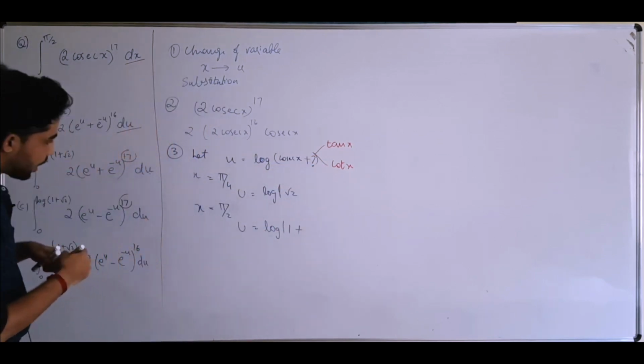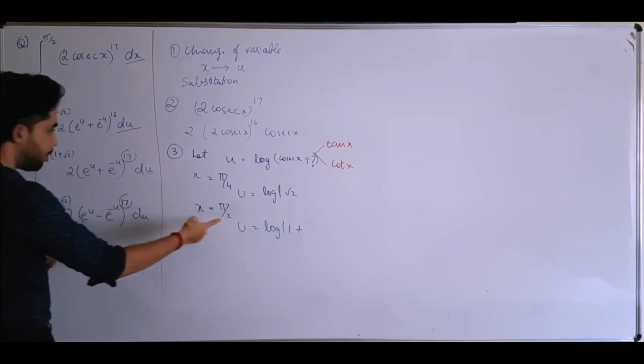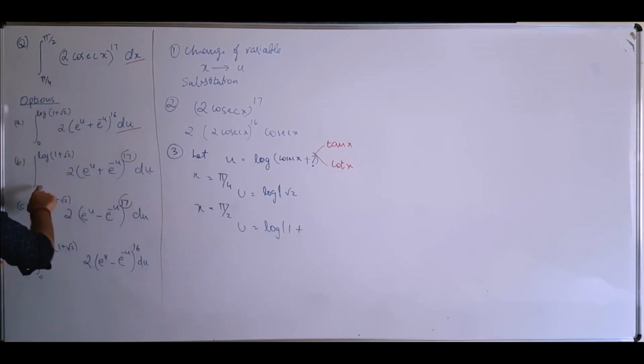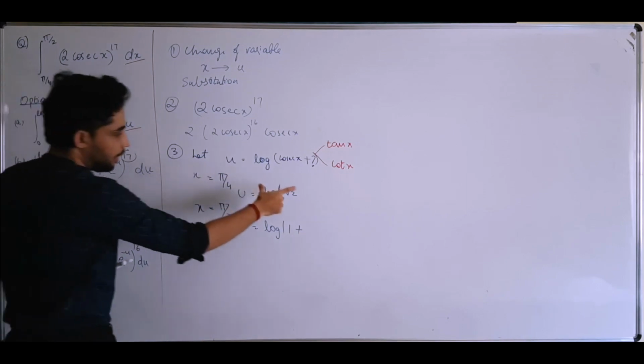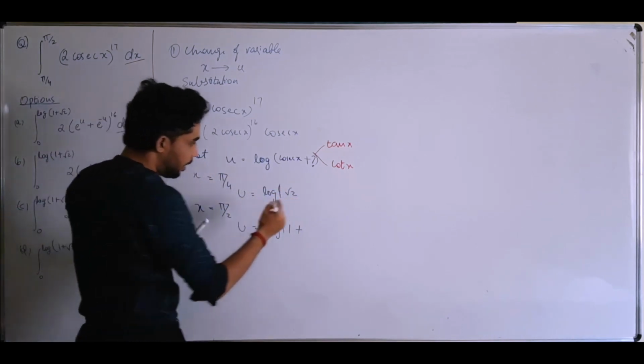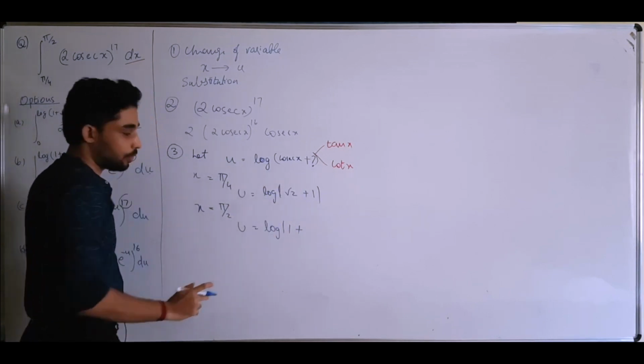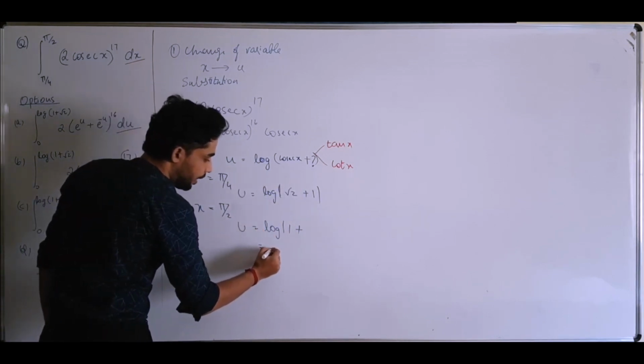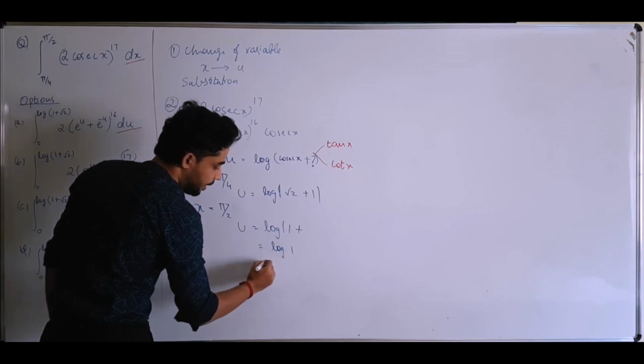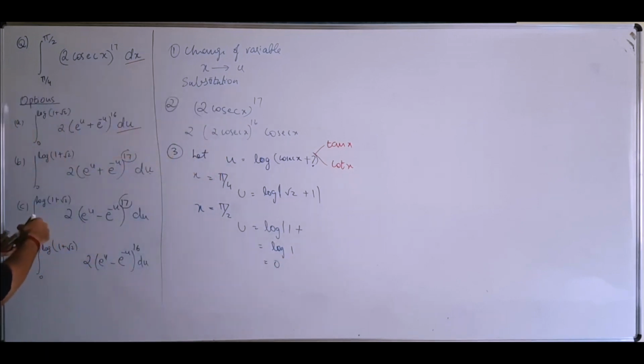But one thing we know is that if you put x is equal to pi by 2, maybe your limit should be 0. Why? Because here, suppose I assume I am getting log of root 2 plus 1 here, I should be getting only log 1, that is 0. Why? Because the limits are given as log of 1 plus root 2 and another limit is 0.